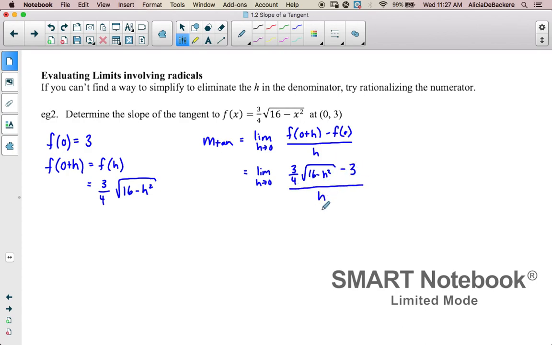All right, so there's that pesky h, right? And he's still in the denominator because he's part of the difference quotient. I can't get rid of him, and there's nothing really I can do to simplify the numerator, so I'm kind of stuck here. So we're going to use the trick of rationalizing the numerator.